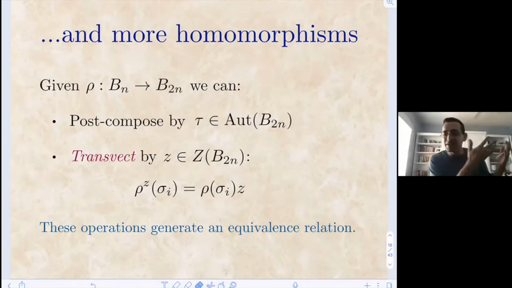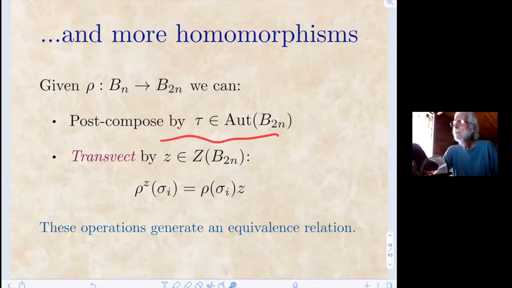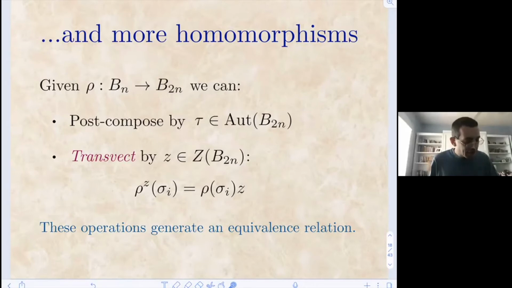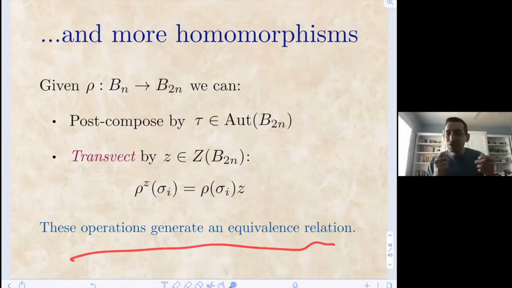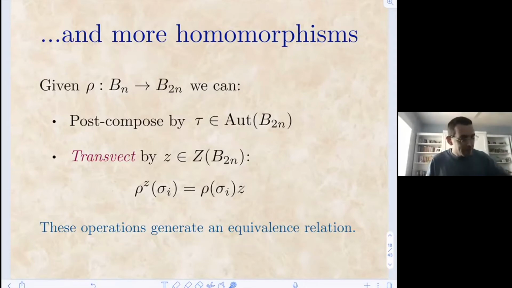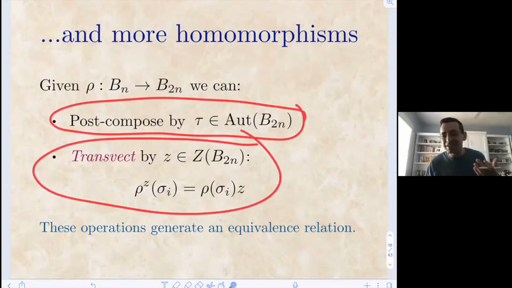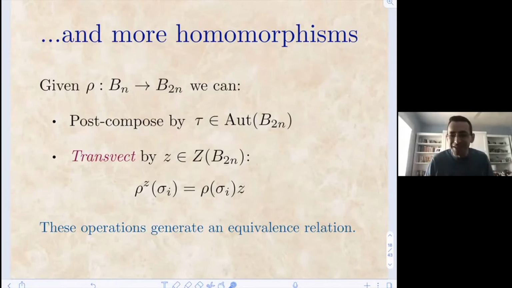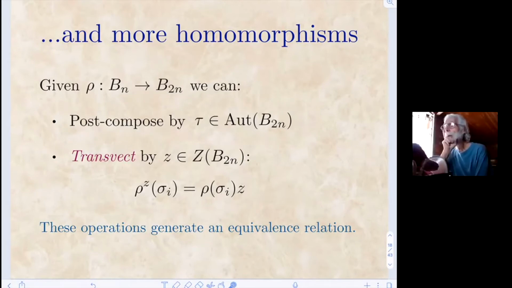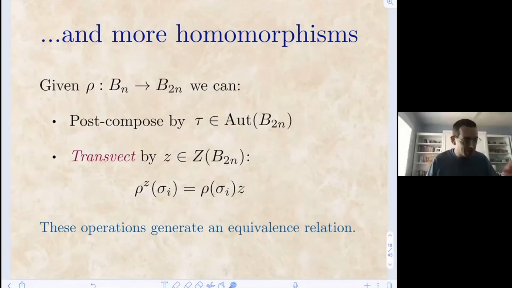You have those other standard homomorphisms I talked about, but then you can also post-compose like this, and you can also transvect, which means you just modify by a central element. Now these operations generate an equivalence relation. So we can say two homomorphisms are the same if they differ by either of these moves, because they're really different homomorphisms, but it's not so different.